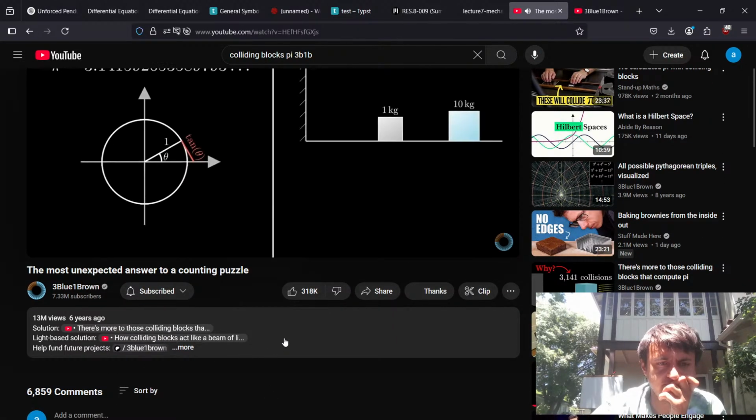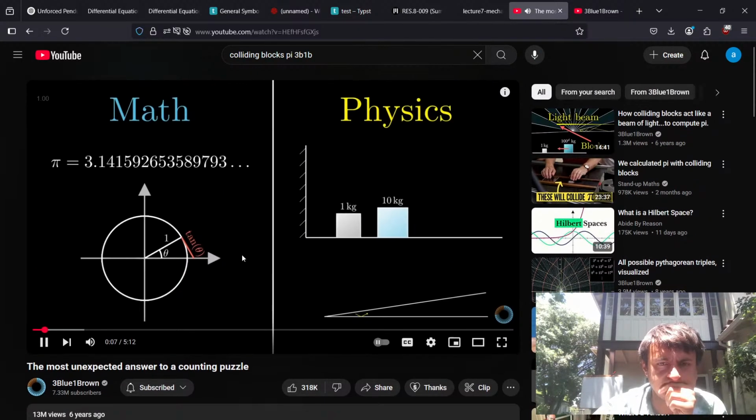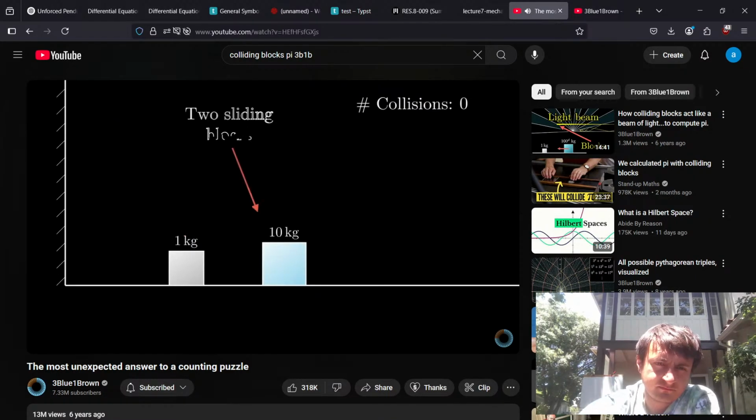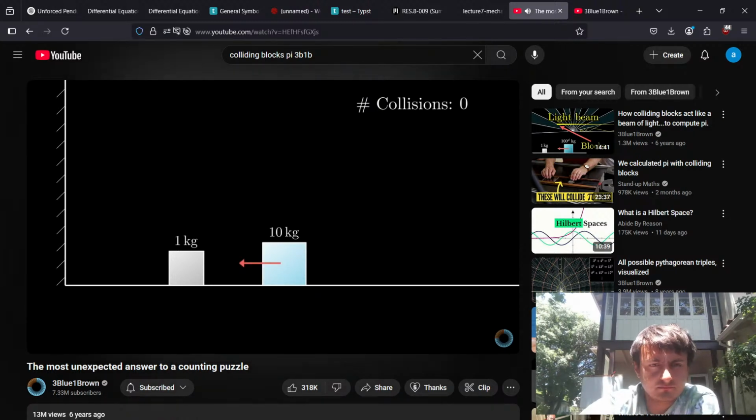Sometimes math and physics conspire in ways that just feel too good to be true. Let's play a strange sort of mathematical croquet. We're going to have 2 sliding blocks and a wall. The first block starts by coming in at some velocity from the right, while the second one starts out stationary.